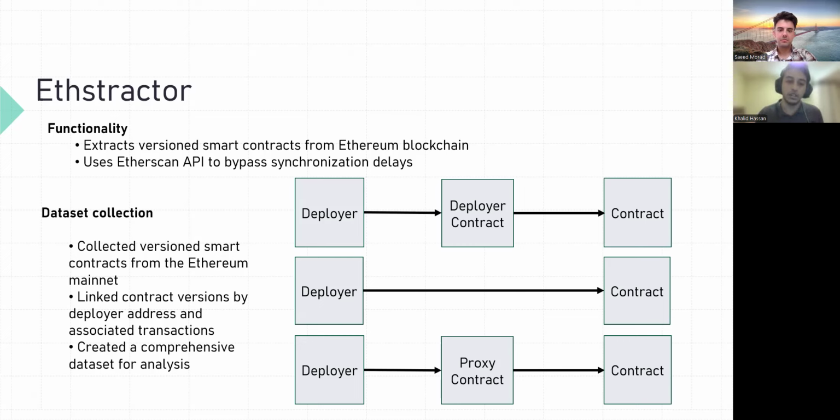These transactions are generally one of three types. So either a deployer directly deploys the smart contract, in which case we know this contract is deployed by this specific deployer. There's also a deployer using a deployer contract to deploy their target smart contract. This is generally known as keyless execution. And finally, the deployer or any other address for that matter interacting with a contract through a proxy contract. Using these three different types of transactions, we were able to link smart contracts to their deployers.